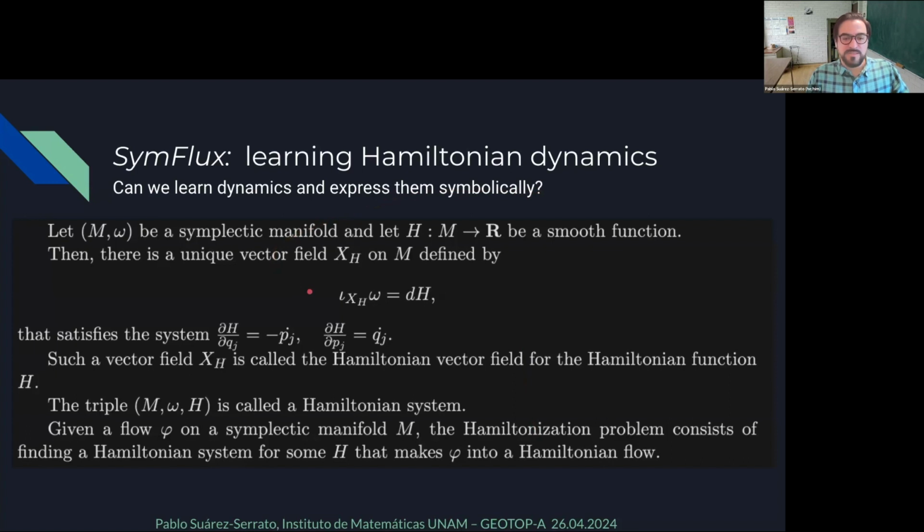We already saw that the definition of a Hamiltonian vector field comes out of this equation. These are systems that satisfy these kinds of equalities, which are the Hamiltonian equalities, and such a triple (M, ω, H) is called a Hamiltonian system. The Hamiltonization problem consists of finding a Hamiltonian system for some H that makes a given dynamical system, vector field, or flow φ into a Hamiltonian flow. This is also an active area of research, and we're contributing the idea that using deep learning might help us, or it'll be interesting to see how it performs.